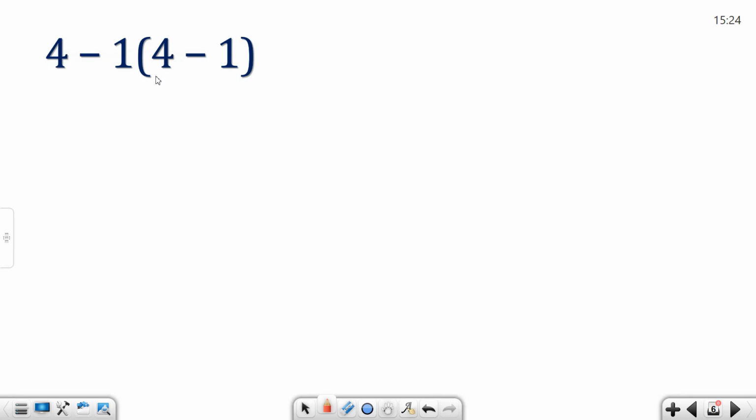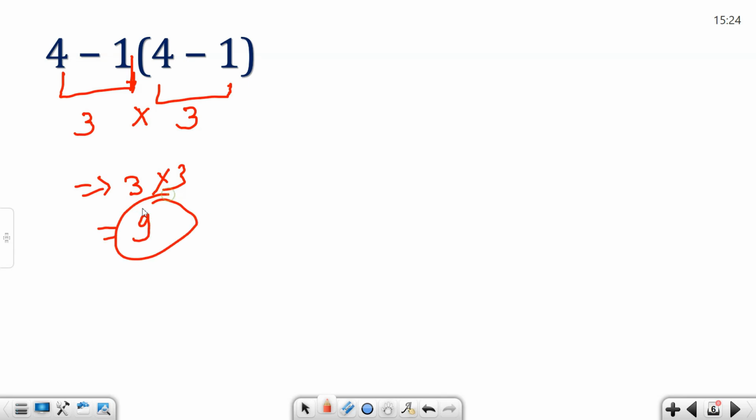Today's question is 4 minus 1 in the bracket, 4 minus 1. So first we'll solve the question. 4 minus 1 equals 3. Here, we'll change this to multiplication so it becomes 3 times.